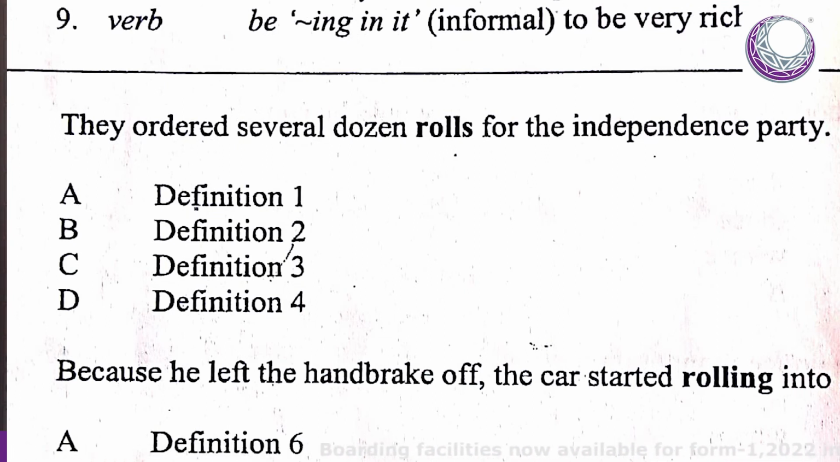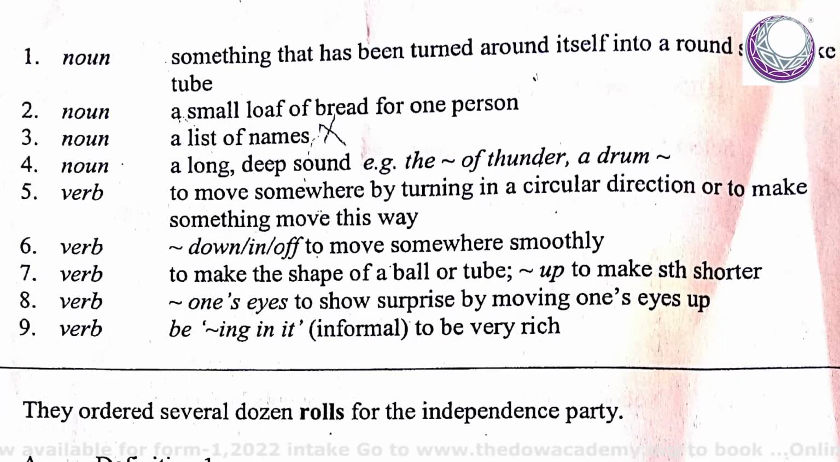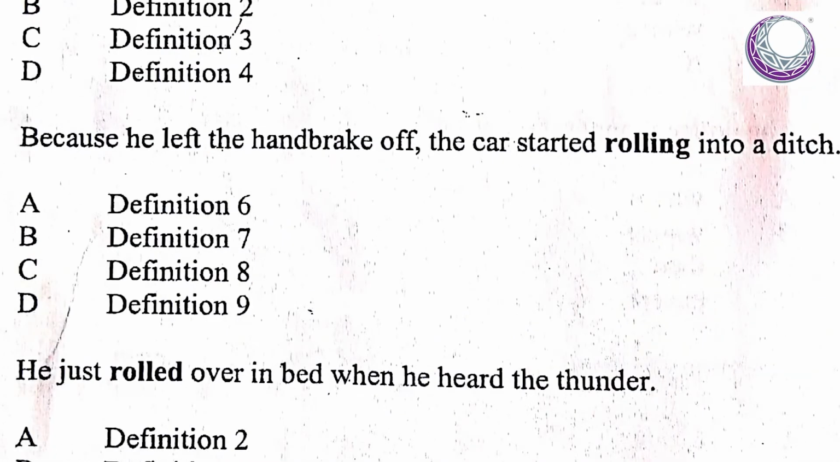So here we go, we have these meanings. Something that has been turned around itself into a round shape, no. A list of names, no. But how about a small loaf of bread for one person? So the answer is actually meaning 2. All right. So maybe the rolls that were ordered were for making hot dogs or whatever they wanted to make. We come to the next one.